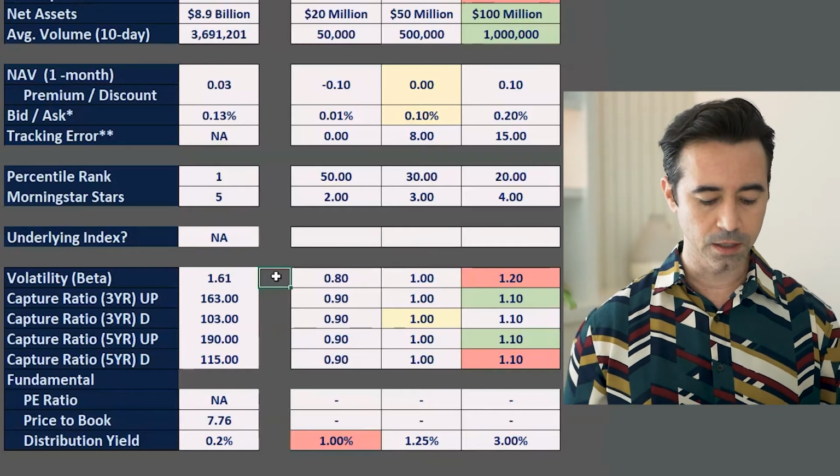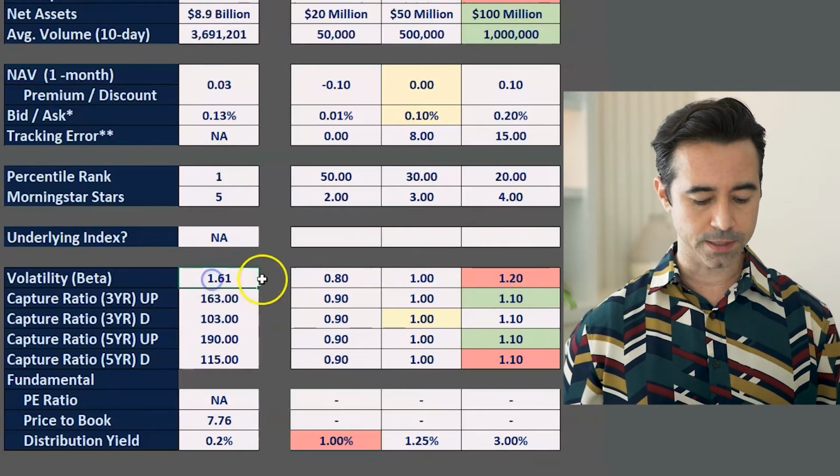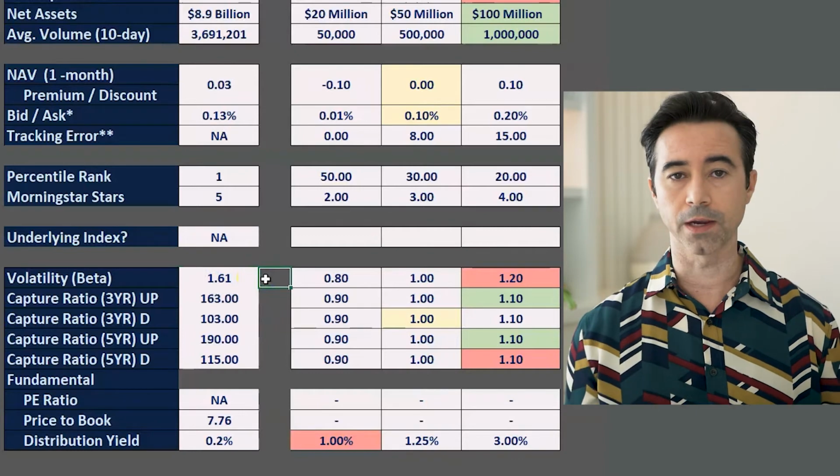And so beta, I think, is important. 1.61 is the beta of ARK, which is very high. So what I want to know is, what am I getting into? Am I getting into an ETF that's really got a lot of volatility? I need to be prepared for that, and I want to know it beforehand. So that's why I want to know the beta.